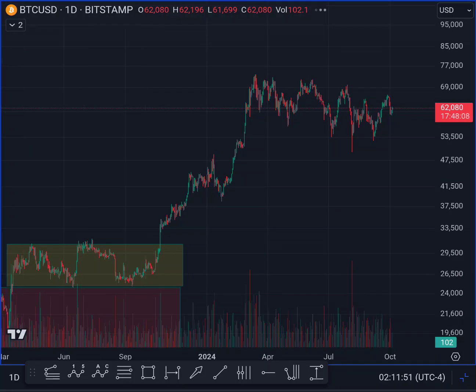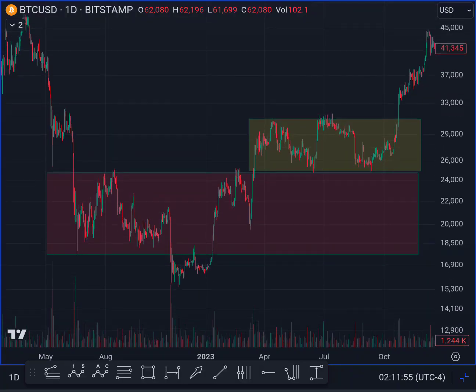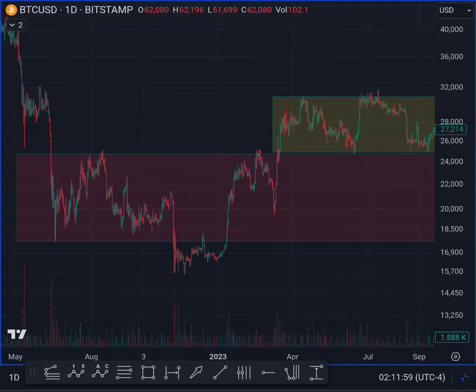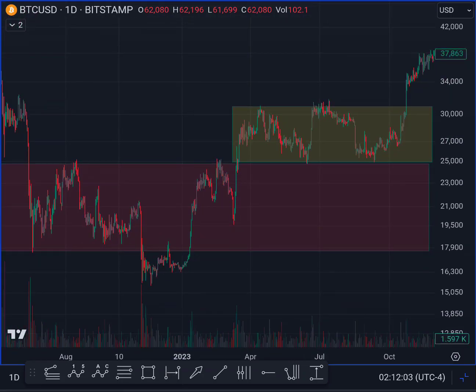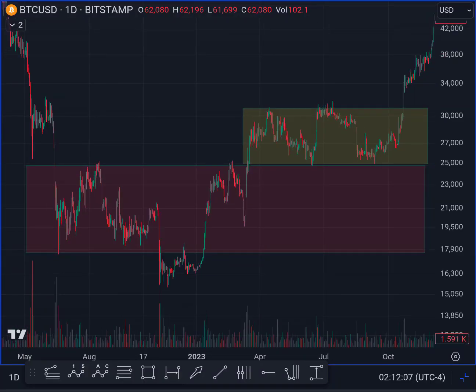Before we get into a potential distribution, let's go into what happened in 2022 and the accumulation range and how it acted. This is textbook right here. This is really, really good accumulation range.